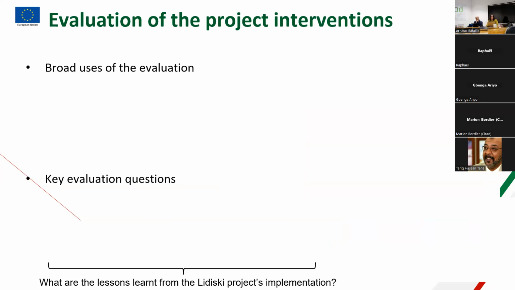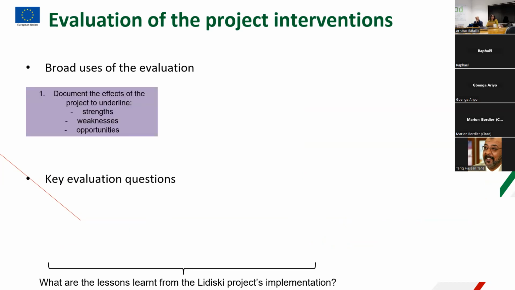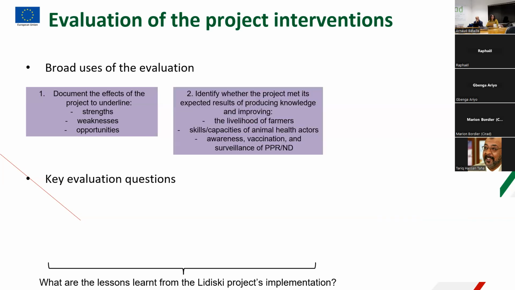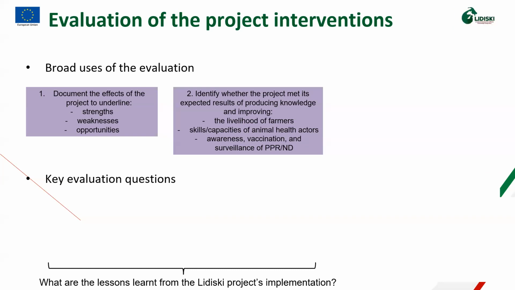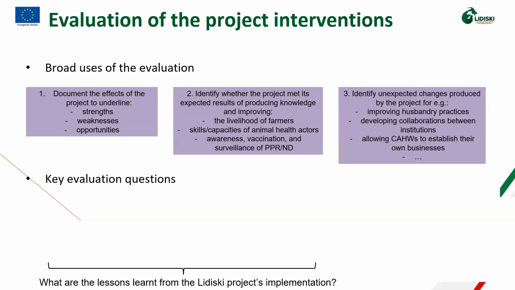So we defined 3 broad uses for our evaluation. And the first one is to obviously document the effect of the project. And we want to underline all the strengths, weaknesses, and potential opportunities for the future. Then the second objective is to really try to see whether we actually did what we were expected and whether we produced the expected results in terms of improving the livelihood of farmers, the skills and capacities of the various animal health actors, and raising in community the awareness towards vaccination and surveillance of PPR and ND.